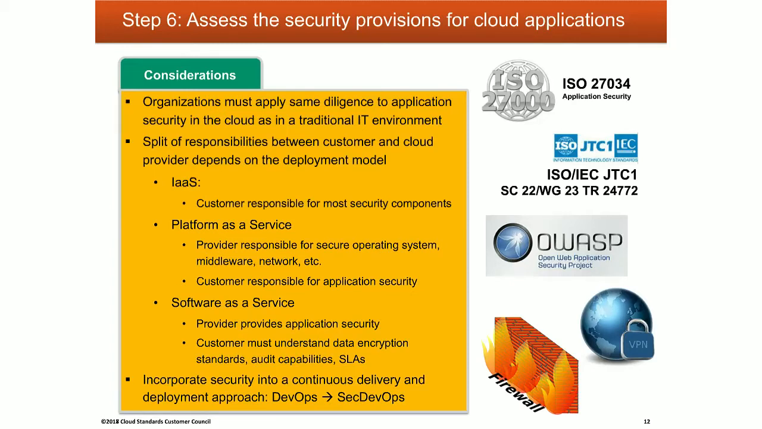The split of responsibilities about who is in charge of application security, of course, is going to depend, again, on the model between IaaS, PaaS, and SaaS. There will be different roles and responsibilities for ensuring that the applications are secure. In the adoption of DevOps, the continuous delivery and deployment approach to systems means that security actually needs to be really integrated into the cycle from the beginning.